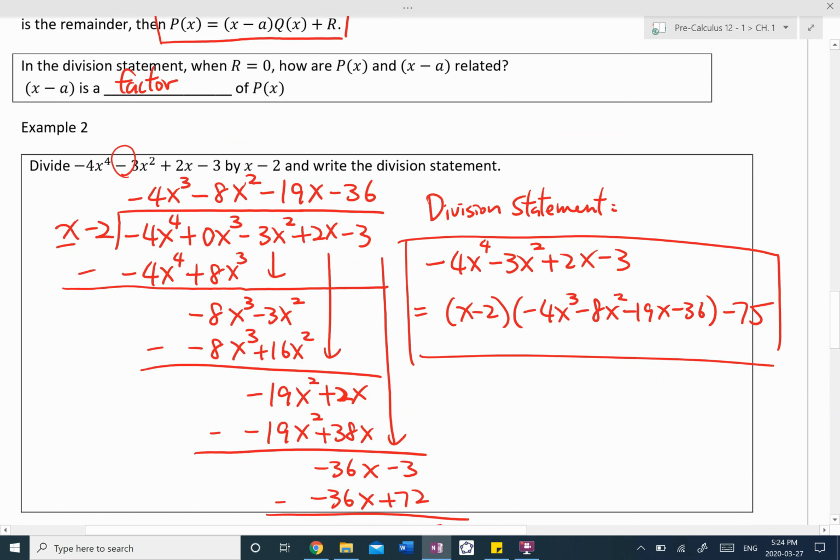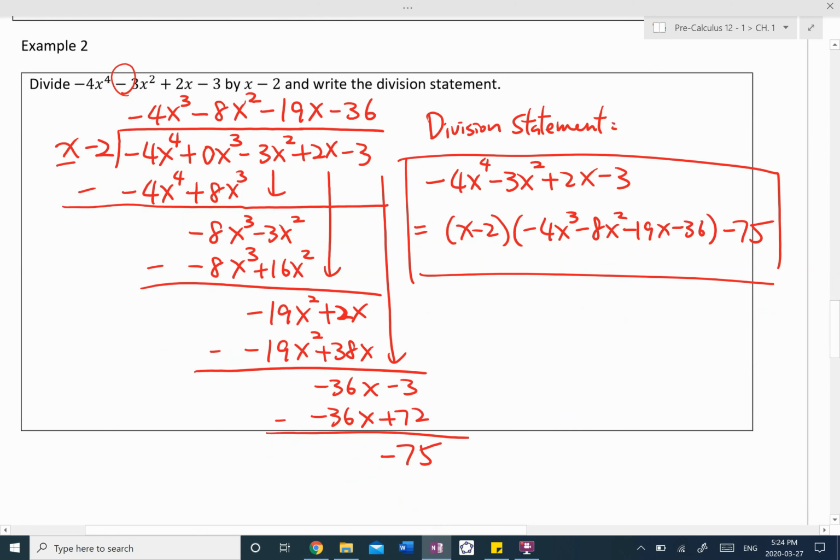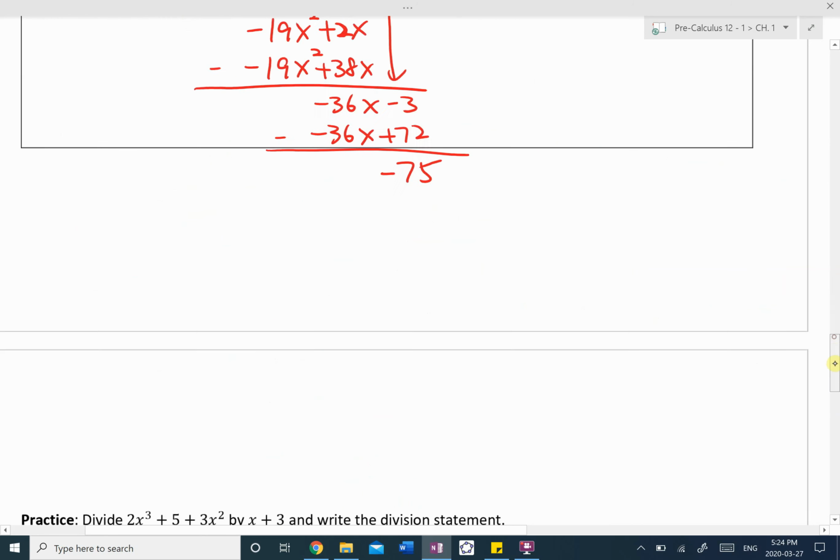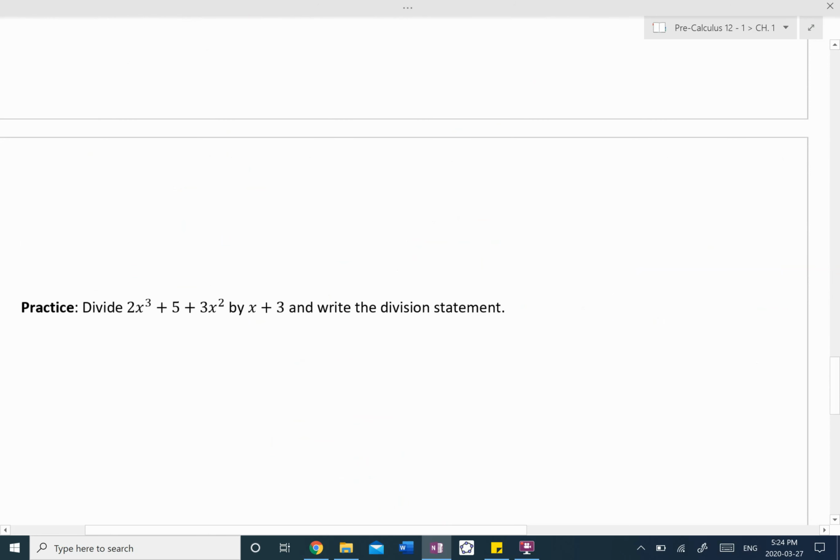All right, so far we've done 3 questions. I don't know if you notice a pattern. The quotient is always 1 degree less than our dividend, meaning that the highest degree is always 1 less than the dividend. And the remainder is always a constant. Notice the pattern there. Think about why.